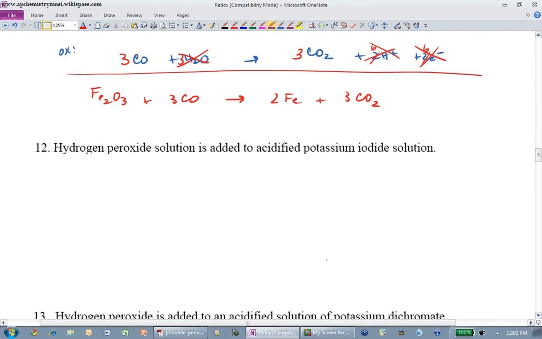Alright, let's finish this set off. Hydrogen peroxide solution is added to acidified, there's our good buddy H plus to make water, potassium iodide solution. So we're going to cross that out because that's a spectator.